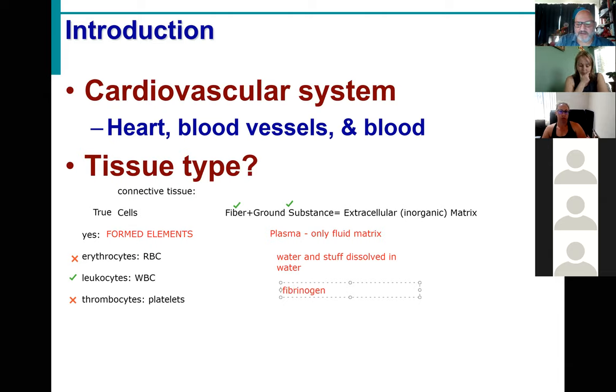Fibrinogen, there you go, excellent, is a very important water-soluble fiber. We certainly don't want water-insoluble fibers floating around in the blood, because then they would get clogged in all of the capillaries and we'd have major circulation issues as a result of that. However, when you cut yourself, do chemical signals cause that fibrinogen to come out of solution and become fibrin, a water-insoluble fiber that helps to form the clot and ultimately the scab that allows the blood to stop and the healing process to begin? Absolutely, right?